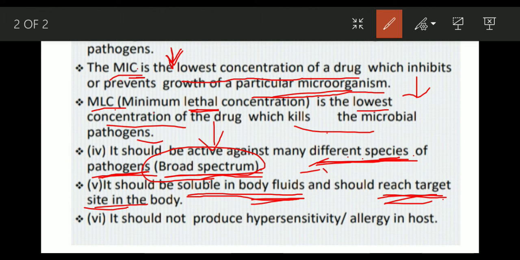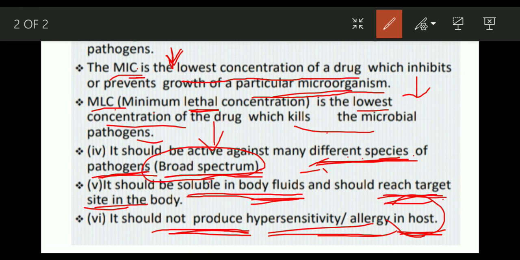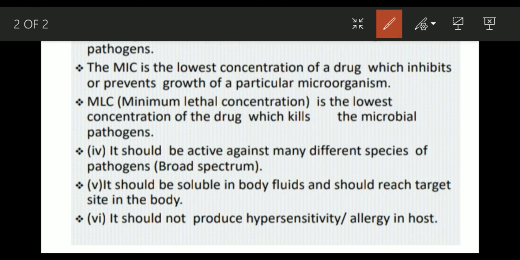And the last important property is it should not produce any hypersensitivity reaction or allergic reaction in the host, right? So the host, basically we are trying to treat the host from a particular infection. It should not cause any further problems in the host, right? Sometimes some of the drugs may end up causing some sort of allergy or hypersensitivity reaction in the host, which can be very harmful to the person, right? So this drug should not have any side effects. It should not produce any hypersensitivity or allergic reaction in the host.